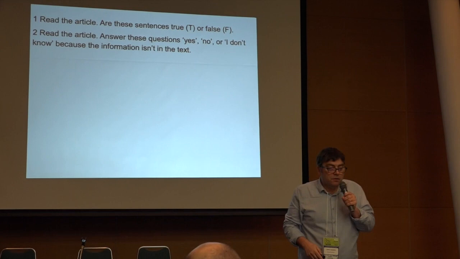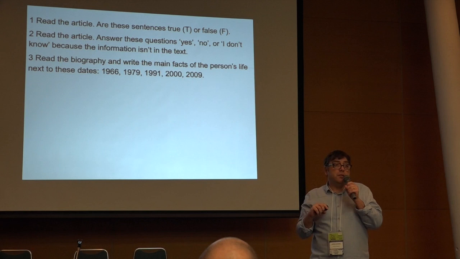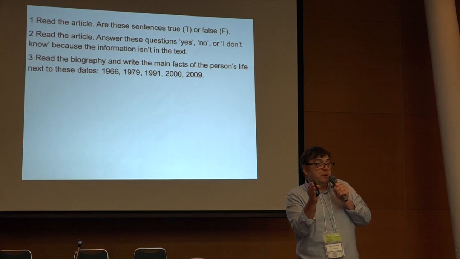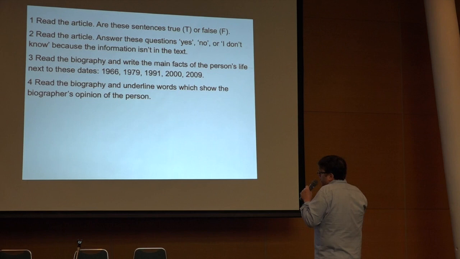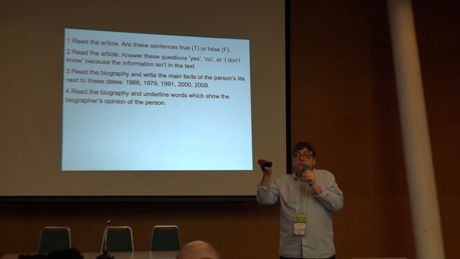If I was giving students a biography, I could give them this task, I could write the years, and I could say, find the information in the biography that matches with the year. But not all biographies are written by people in a neutral way. Quite often, people have opinions on the person who's died or passed away. So, if you've got that sort of biography, you perhaps have students underline words which show the biographer's opinion of the person. That requires a bit more deeper reading. So you might do exercise 3 first, and then follow it up with exercise 4 just to raise the level of thinking. And students will start to discover things about language.